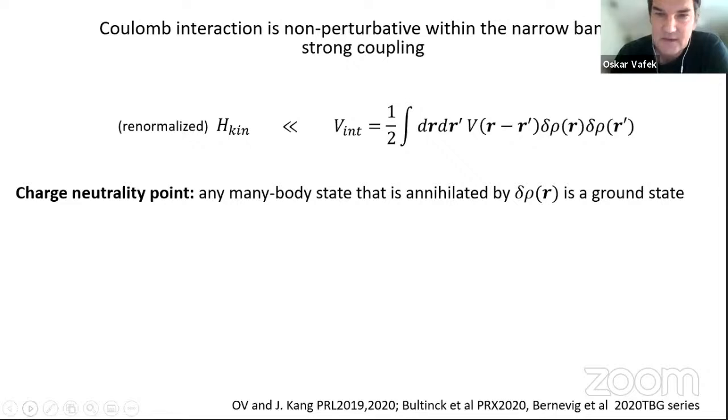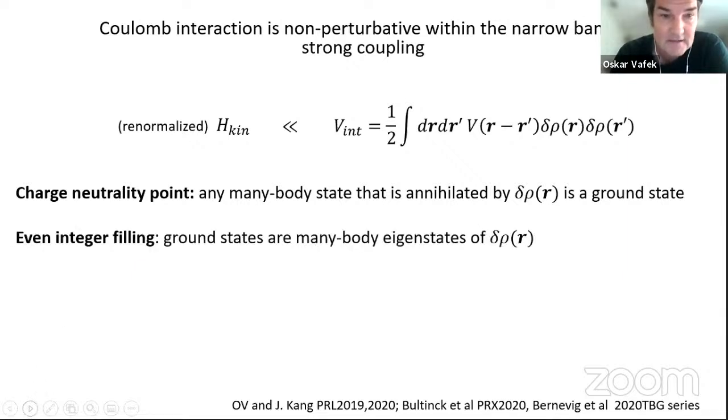There are certain statements we can make about this, namely at the charge neutrality point, any many-body state that's annihilated by this fluctuation density operator delta rho is going to be a ground state, because the repulsive interaction is positive semi-definite. And so if we can zero something out, it's got to be a ground state. It's a little bit trickier at even integer filling away from the neutrality point. But nevertheless, there are certain statements one can make about this.